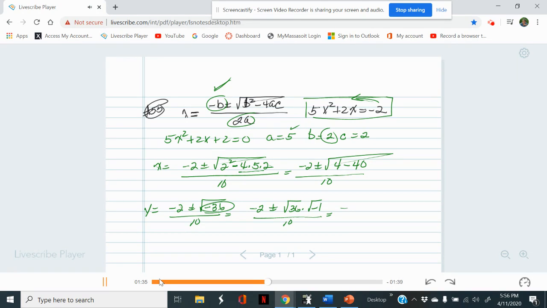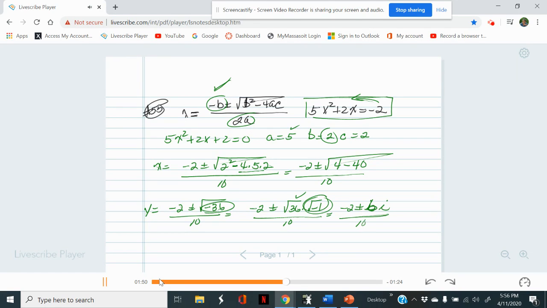This now becomes negative 2 plus or minus, let's see, this is going to be i. I'm going to put that in front. Square root of 36, that's the, well, actually, no, I'm going to put the 6 first. Square root of 36 is 6. Square root of negative 1 is the letter i.